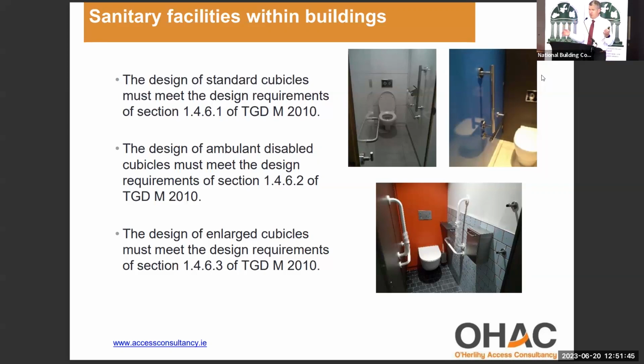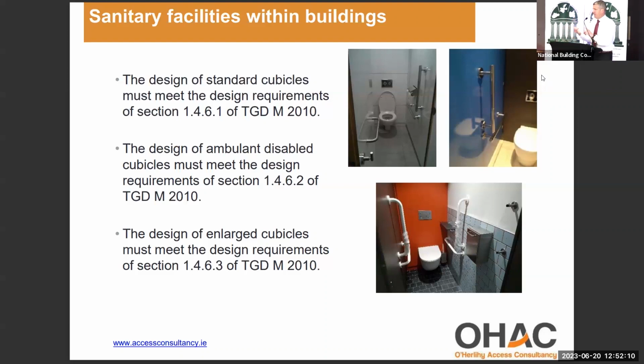And I challenge everyone as they go home this evening, you're going to stop in a service station or whatever it is along the way. Just have a quick look at the ambulant disabled cubicle and see, is it fitted out in accordance with the diagrams in TGD M. These facilities have all been opened up in the last 8 to 10 years. And I find that no matter which one you go into, none of them seem to have all the grab rails in place.